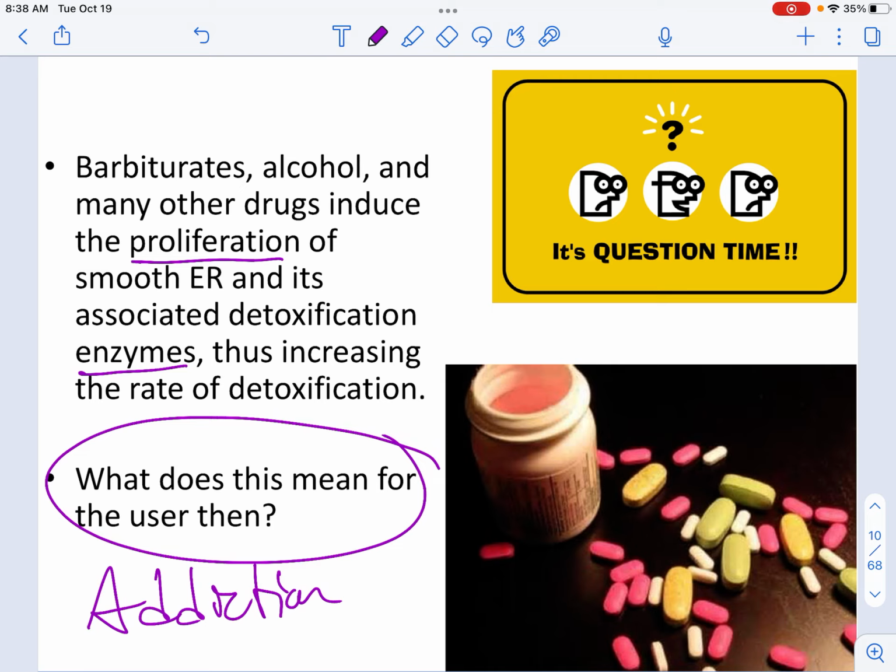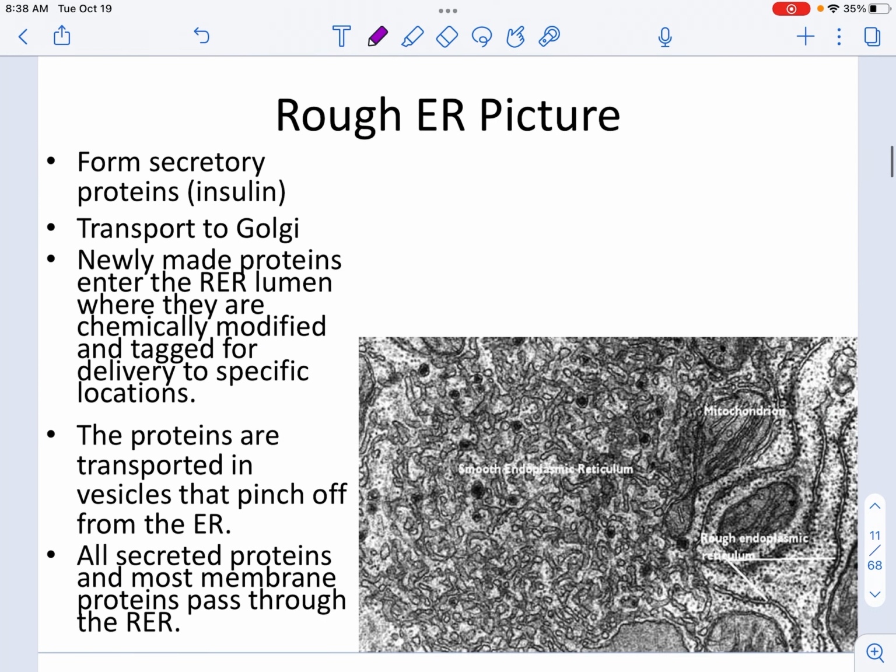You've adjusted to it, because the cell doesn't know what you're doing. The cell is just like, hey, this is poison. Let's protect the body. And so it grows more and more, and it proliferates and makes more enzymes to help you break down this toxin faster. But that leads to dependence and you have to increase your levels of the drug to get the same effect.